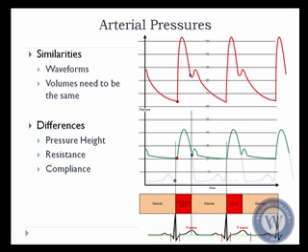The arteries in the systemic circulation tend to be thicker in comparison to the pulmonary arteries. As a consequence, they tend to be less compliant, and as a consequence, generate a higher pressure in comparison to the pulmonary circulation.